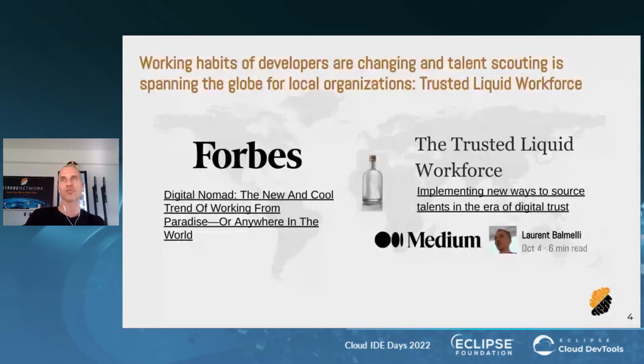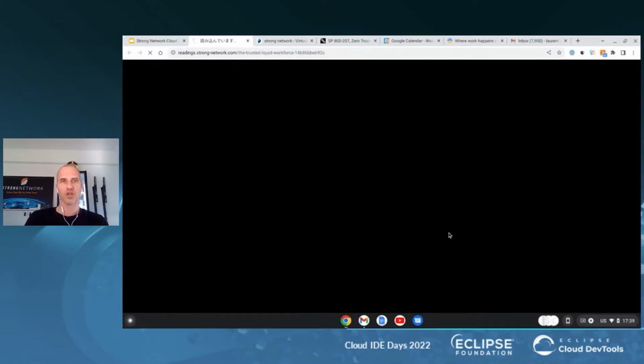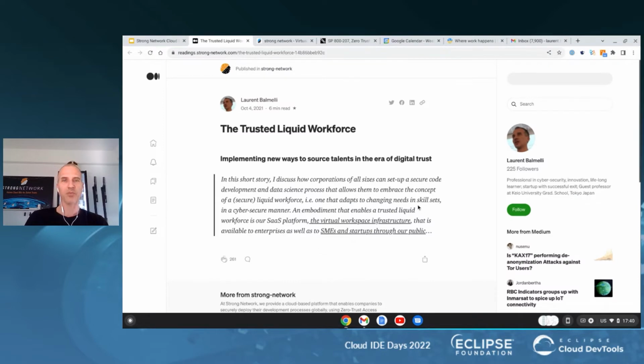And there's a term that you can use for that. It's called the trusted liquid workforce. This is from an article that I wrote on Medium last year. I took the title from the liquid workforce concept coined by Accenture, I think in 2016, in a vision document. And I just put a spin on it. I call this the trusted workforce. If you're interested, you can go on Medium and read the article.